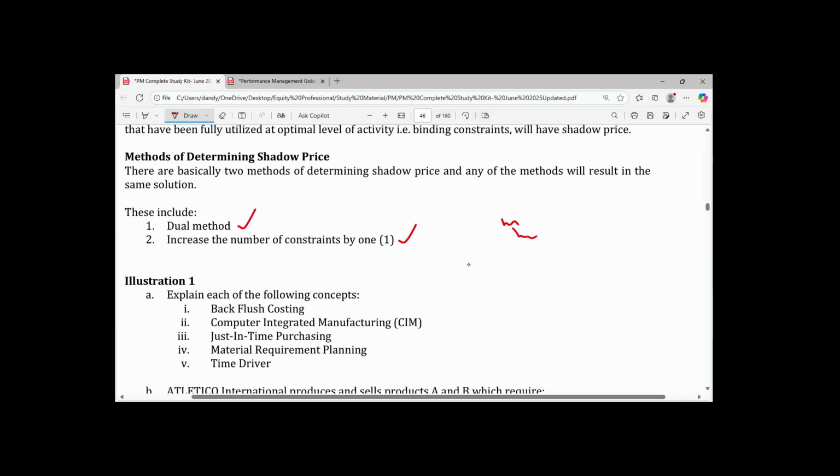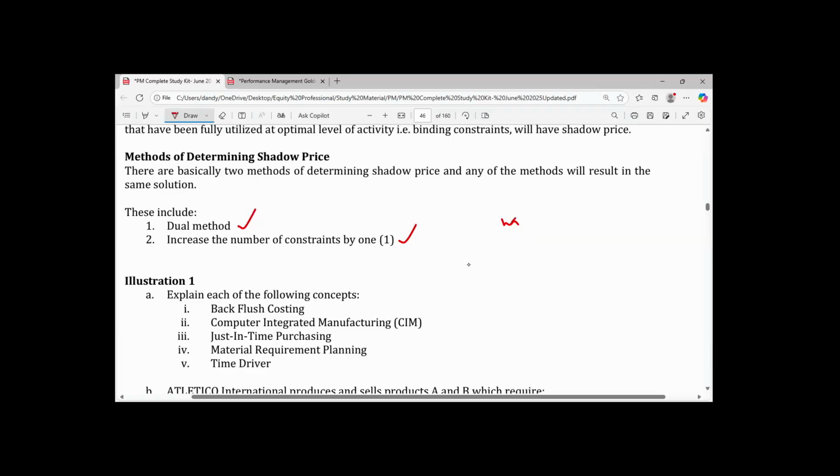Then step 6, you repeat step 2 to 5. In step 2, you increased the first constraint by 1. So in this step, you are going to increase the second constraint by 1. Then you solve using simultaneous equation. After that, you calculate the new contribution margin for the second constraint. Then you find the shadow price by deducting the existing contribution margin from the new contribution margin. So that's basically what you need to do.